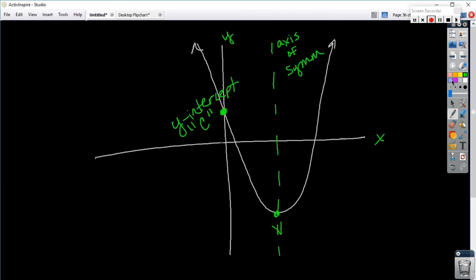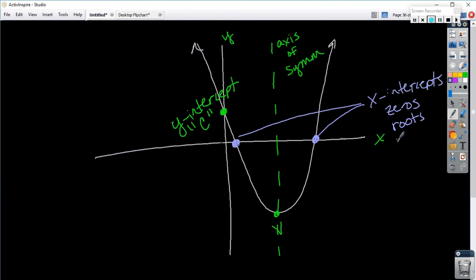There's two other special points on here. They are these. What are those called? If this is the y-intercept, what are these? Are x-intercepts. And they have multiple names that you need to be able to recognize, so that if we say this, we're just talking about x-intercepts. They're also called zeros or roots or solutions. The first two are the most common.